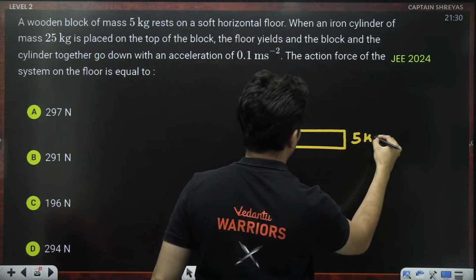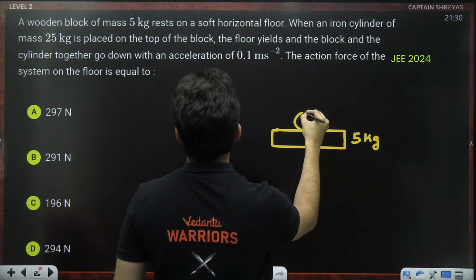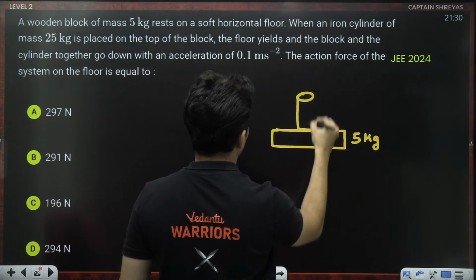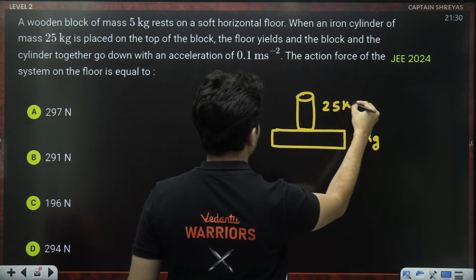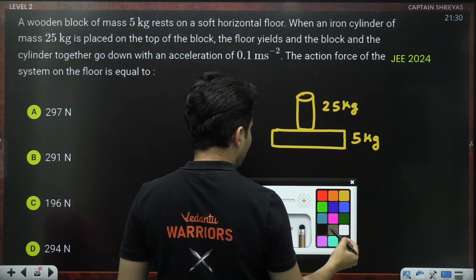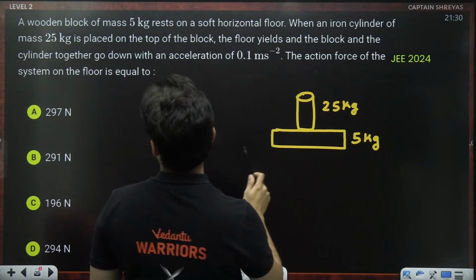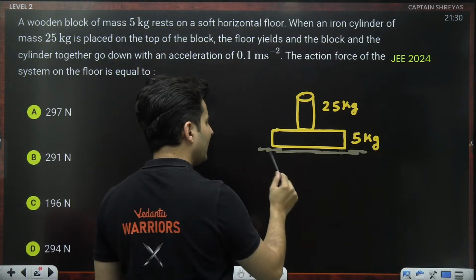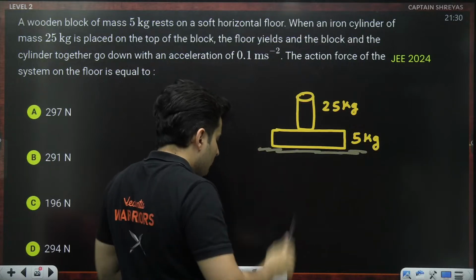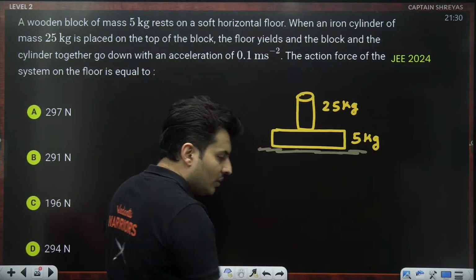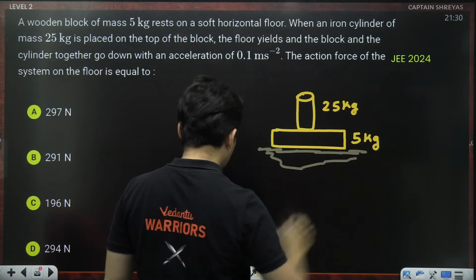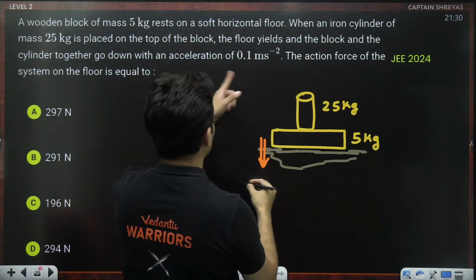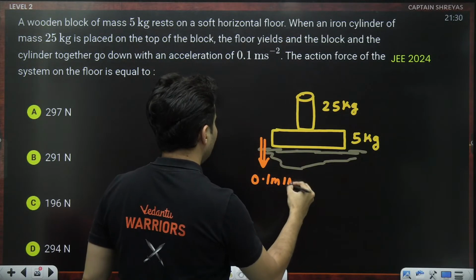This is basically your 5 kg block, and then you have an iron cylinder of 25 kg placed on the top of the block. The floor yields. If this is the floor, maybe it is soft. It yields means it gives way, you sink in. So this entire system will start going down with an acceleration of 0.1 meters per second square.